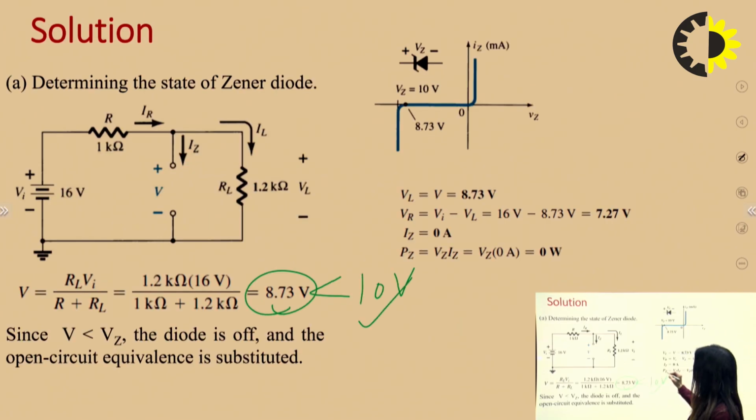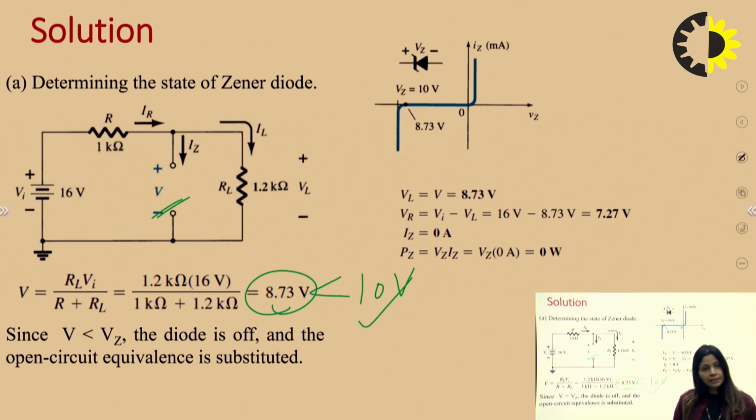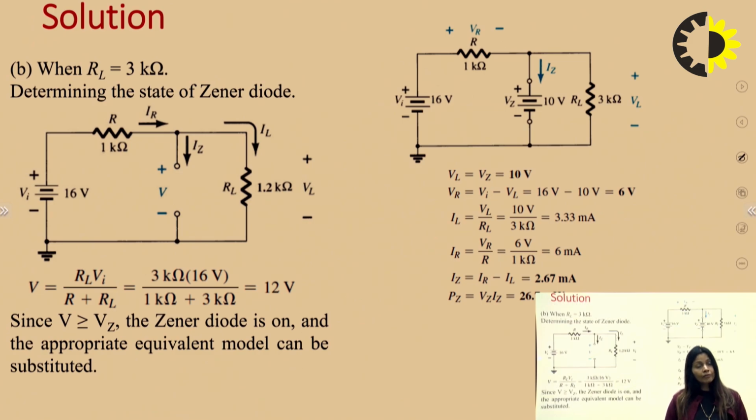So the Zener diode is just like that. It is not present in the circuit. If it is not present in the circuit, then the circuit remains the same and you can leave the numerical at this particular point. Now, when RL is 3 kilo ohm, we will find out the second case. The first case is over now.